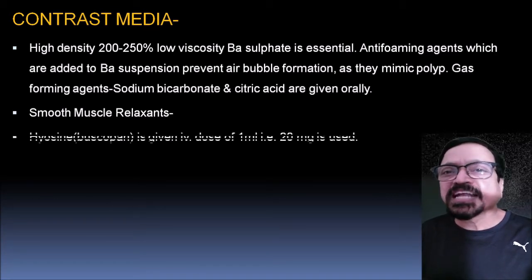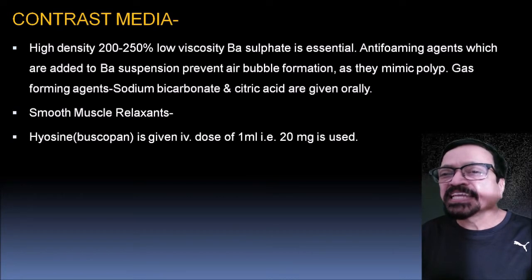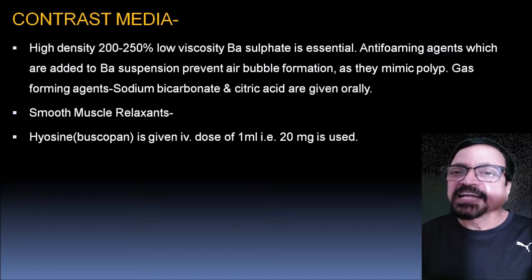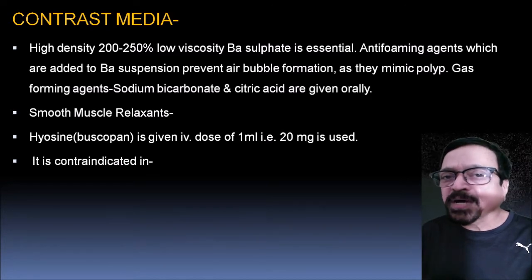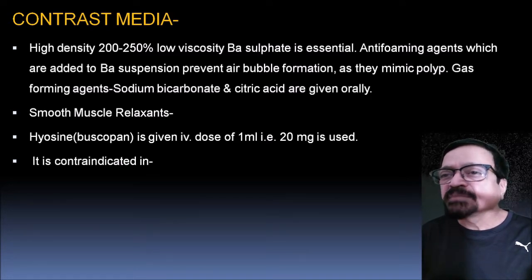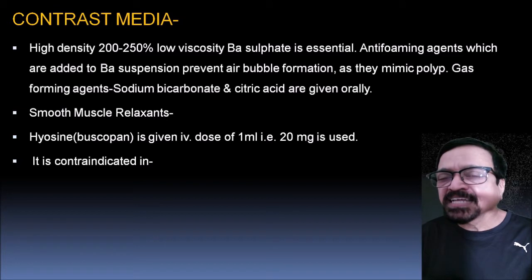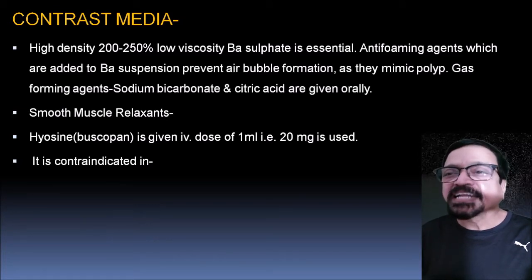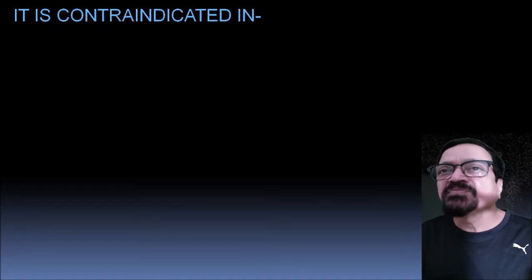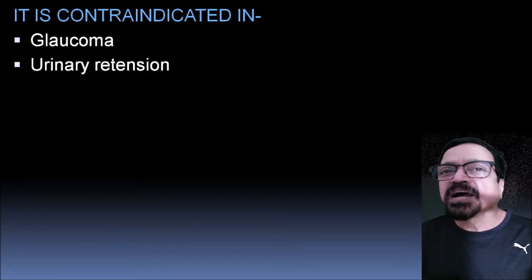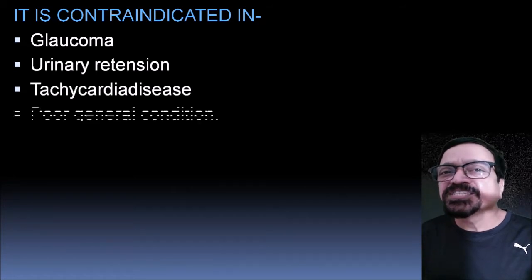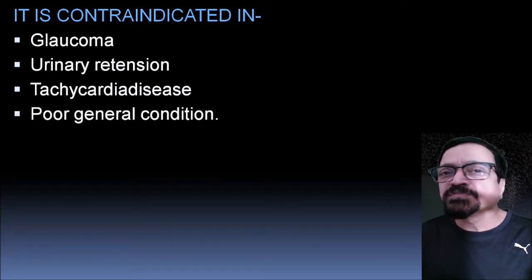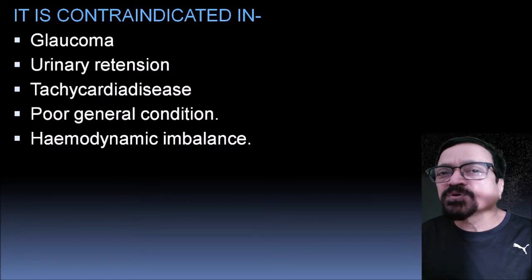Smooth muscle relaxants are used only when required, that is Buscopan. It is usually given in IV dose, and as I told you, if you give Buscopan, you have to observe the patient because the patient may get blurring of the eyes and should be in the department till this settles down. Then it is contraindicated in glaucoma, urinary retention, and tachycardic diseases. So cardiac problems you have to check before. In poor general condition, don't try to give this.